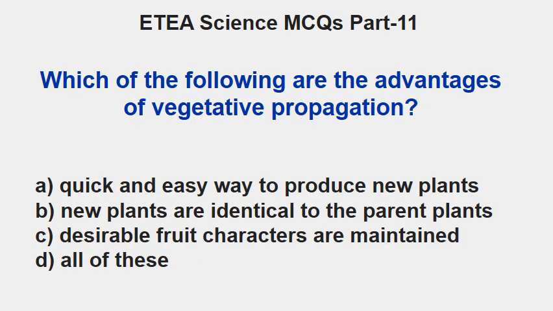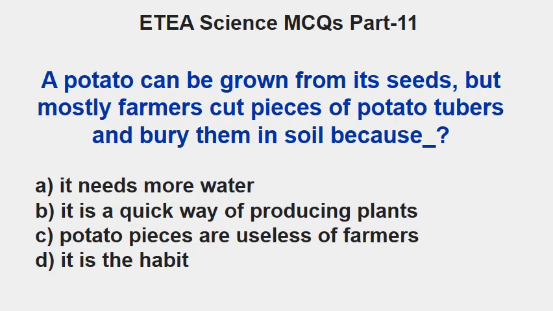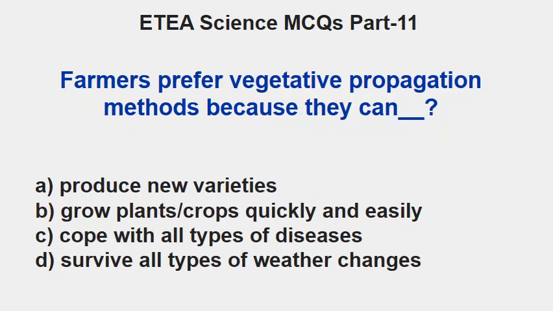Which of the following are the advantages of vegetative propagation? Which of the following are the advantages of vegetative propagation? A potato can be grown from its seeds, but mostly farmers cut pieces of potato tubers and bury them in soil because. Farmers prefer vegetative propagation methods because they can.